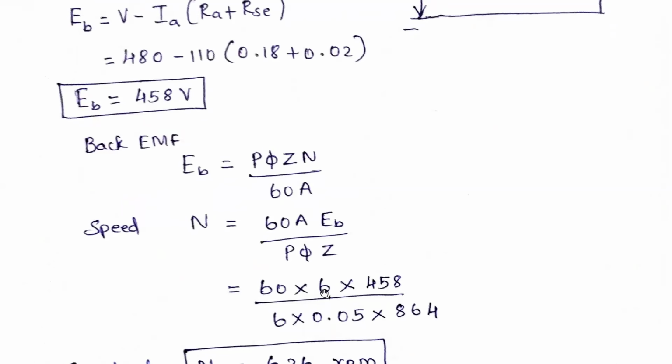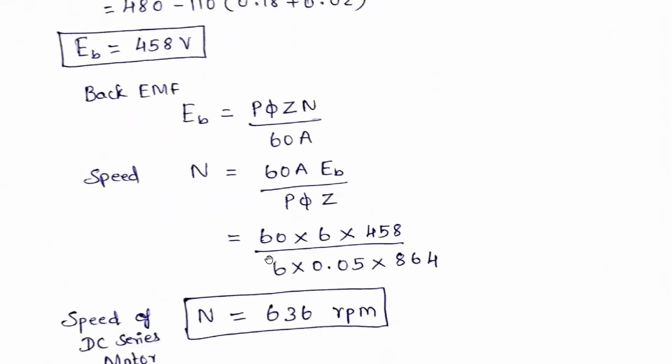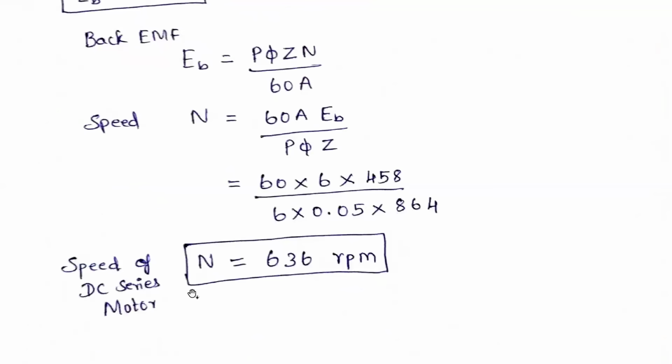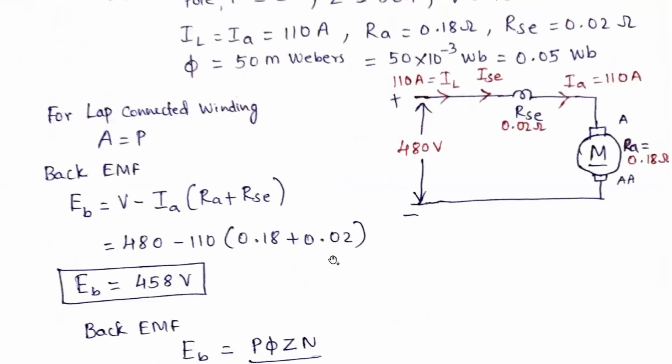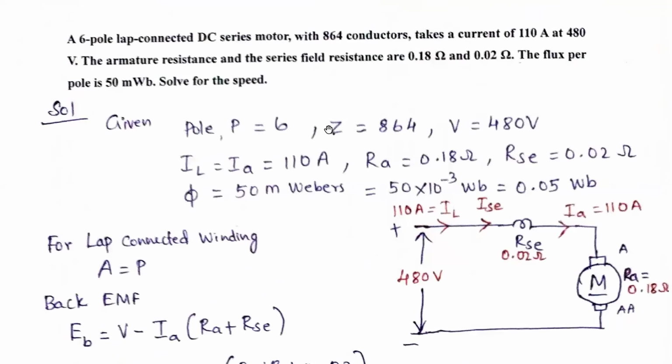So A is 6, EB is 458 volts. Already we calculated. P is 6. Next phi is 0.05 webers. Next Z is given in the problem as 864 number of conductors. So if you simplify, we'll easily get the speed. That is 636 rpm. So the speed of the DC series motor N is equal to 636 rpm. This is the answer for this particular problem.